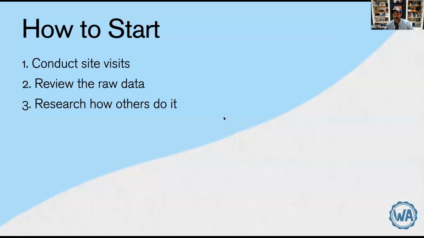So we're going to talk about how to start. This is a sneaky way of saying do some research. And ways that you can do research for any project, but specifically focusing on data and data tables, is good to do site visits. It's also good to review the raw data, especially with the people who are going to be using the product and have to use that data. And then we're going to also talk about how you can research how other people do it.